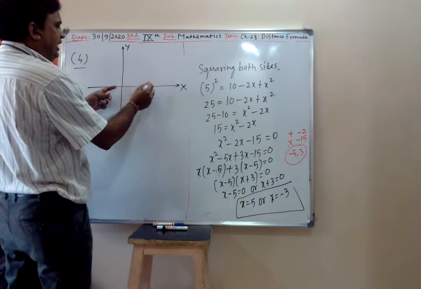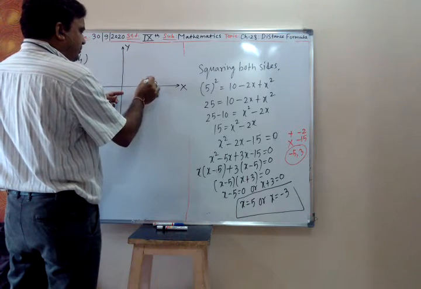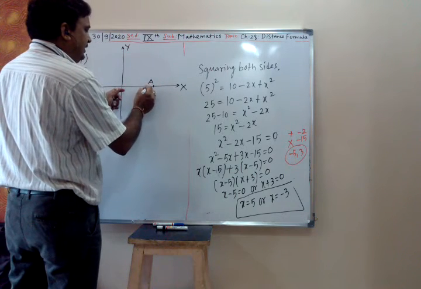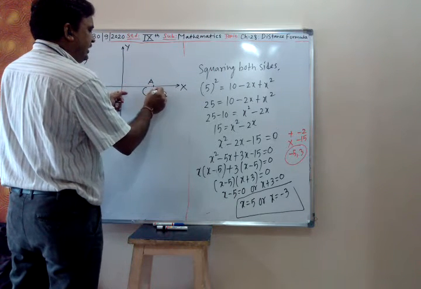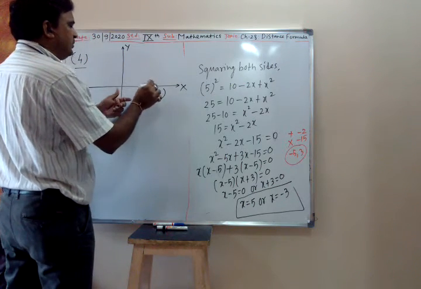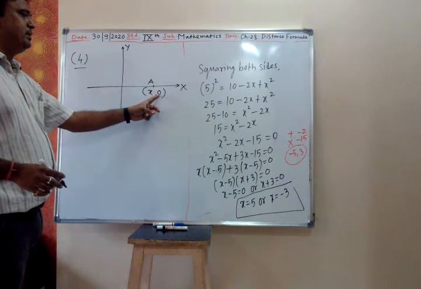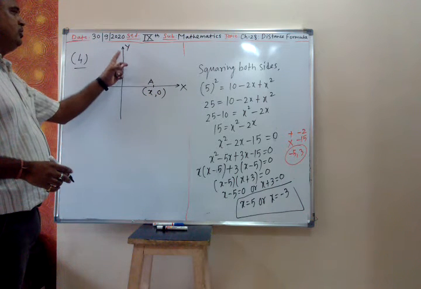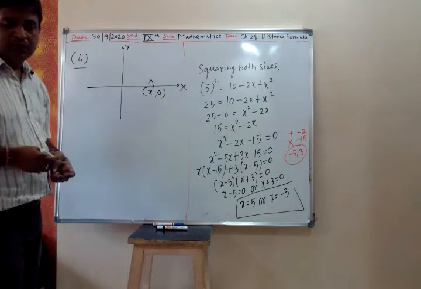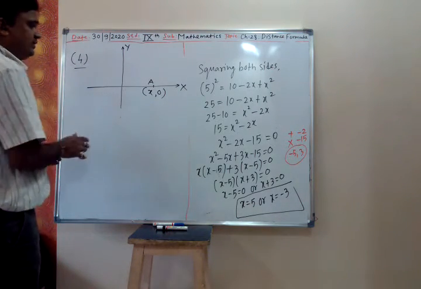So now I will take a point A on the x-axis. When you take a point on the x-axis, its y-coordinate, the second coordinate, must be 0. So I can take the point A as (x, 0). If you take a point on the x-axis, its y-coordinate must be 0. If you take a point on the y-axis, its x-coordinate must be 0. So that point you have to remember.